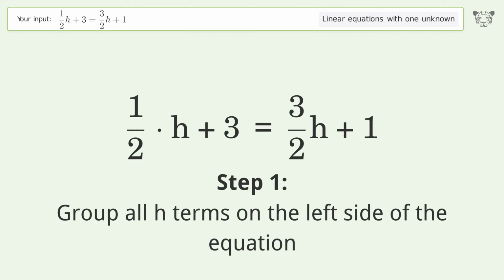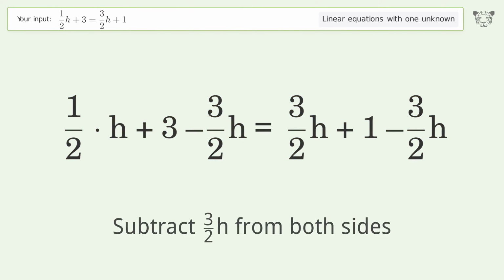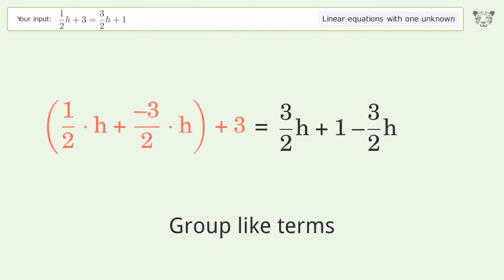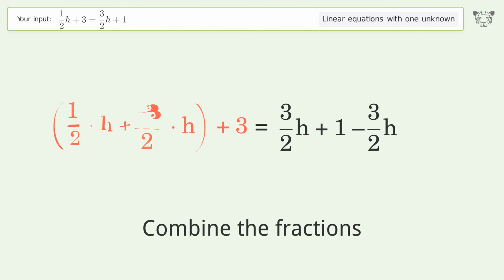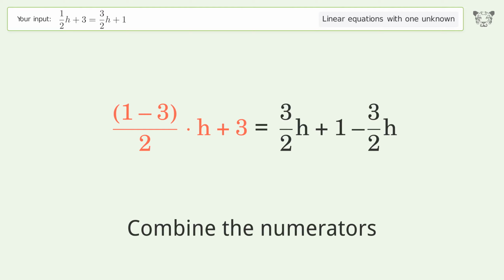Group all h terms on the left side of the equation. Subtract 3 over 2h from both sides. Group like terms. Combine the fractions. Combine the numerators.